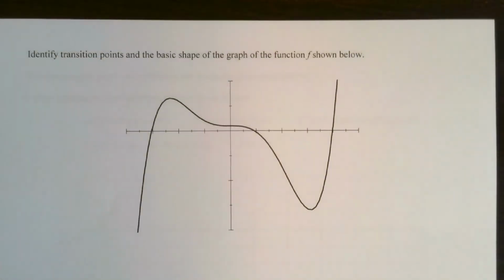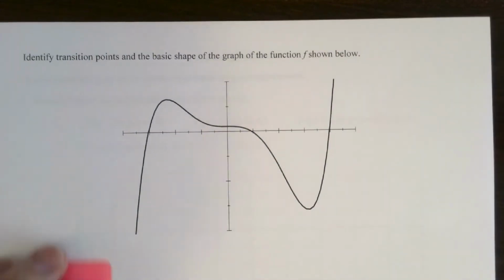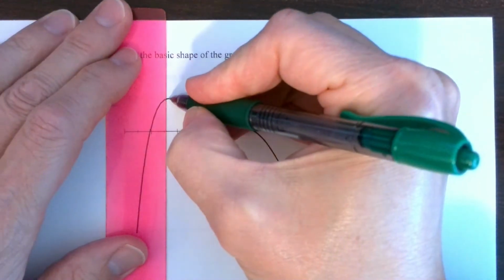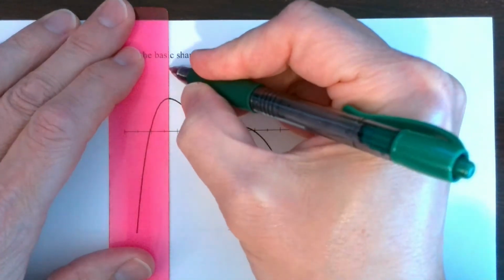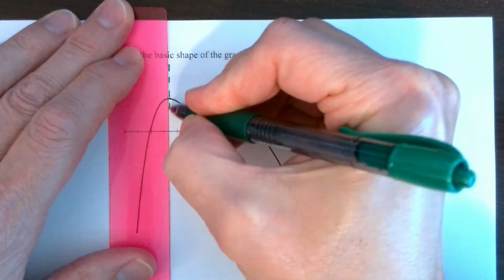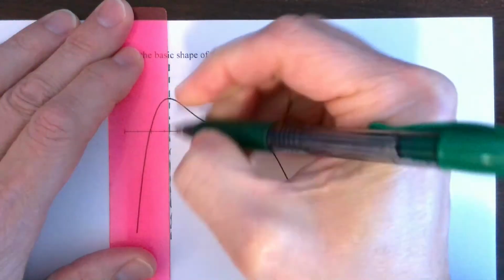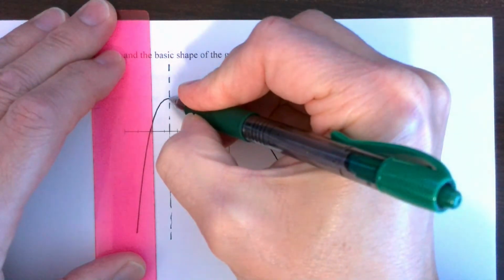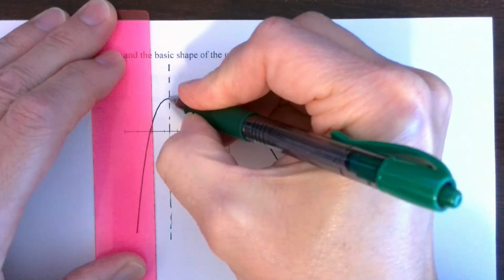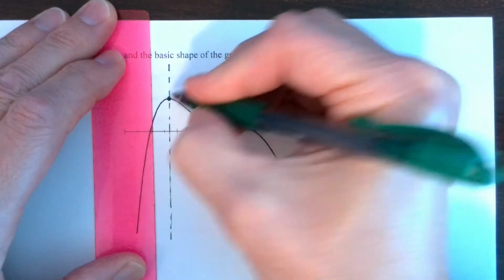So for example, in this graph here, can we identify the transition points and then the basic shape of the graph for each section? Well, we notice that we have a local maximum right about here. So I'm going to just sort of draw a vertical line showing that, right? So there's a transition point.